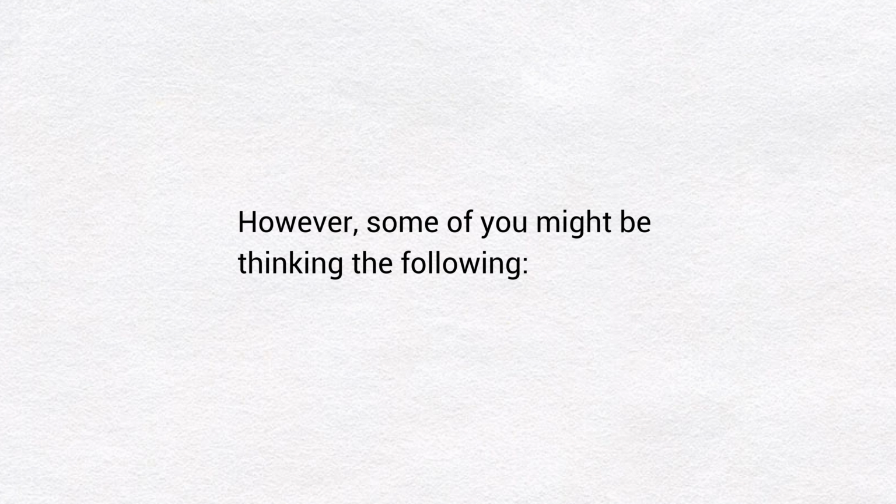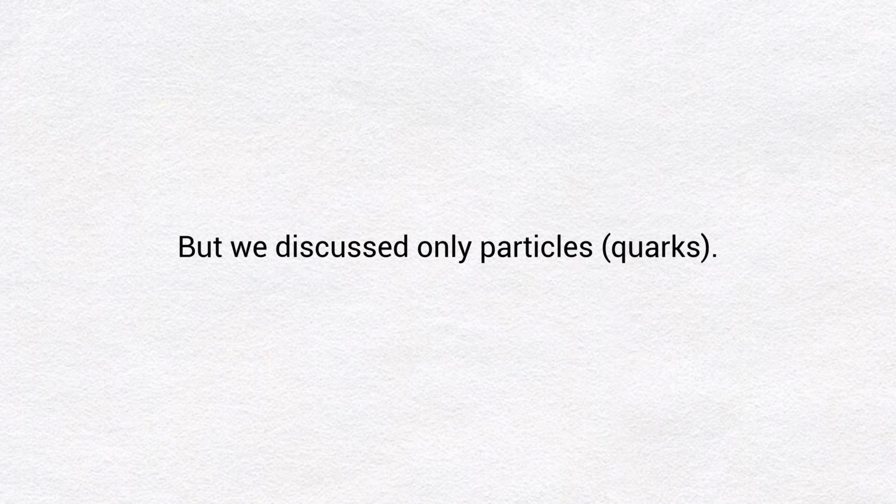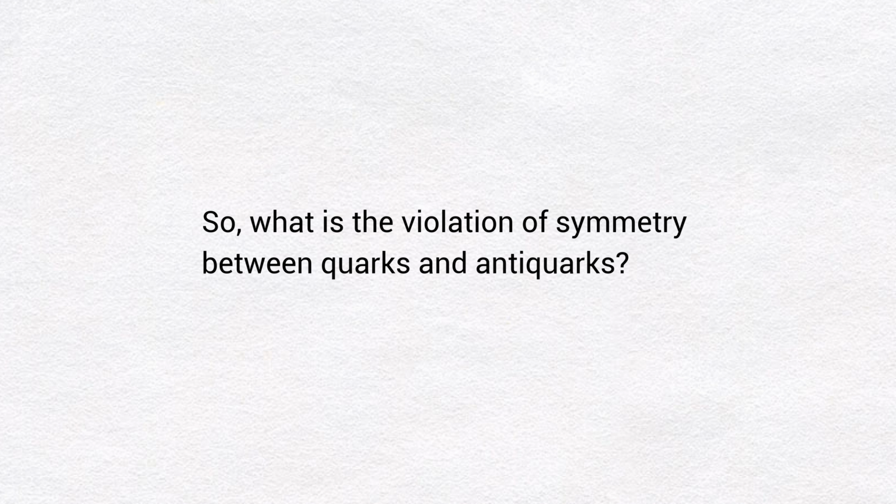However, some of you might be thinking the following. CP violation is the violation of symmetry between particles and antiparticles. But, we discussed only particles, or quarks. So, what is the violation of symmetry between quarks and antiquarks? It can be explained in the following way.